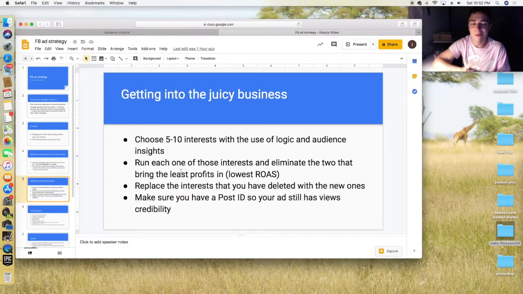And one last thing is make sure you have a post ID. What a post ID is, pretty much, instead of writing a different ad for each interest and each kind of interest in each ad set, if you have the same post ID for all of them, all the views for each ad are going to accumulate. Therefore, you can have 3 to 5 billion views by the end of your campaign.